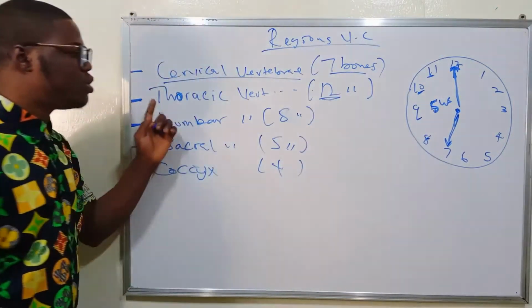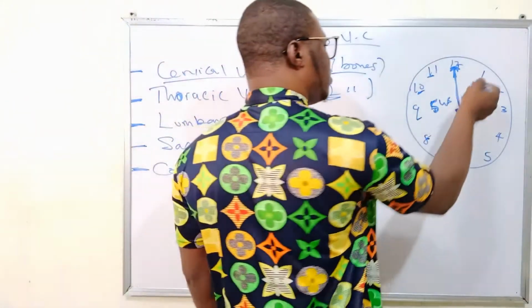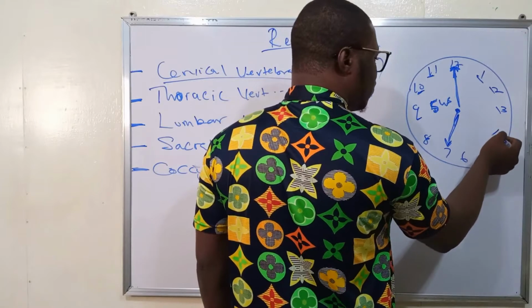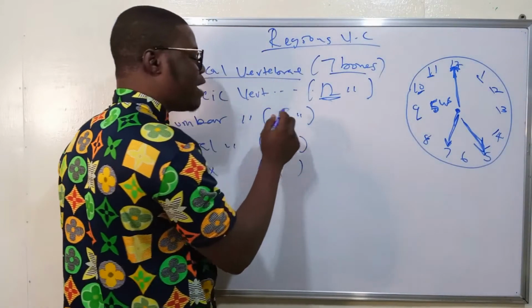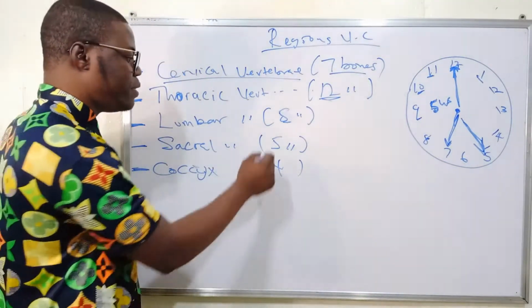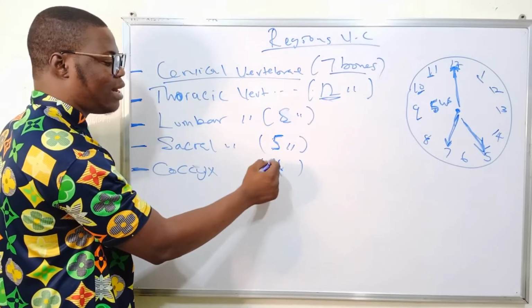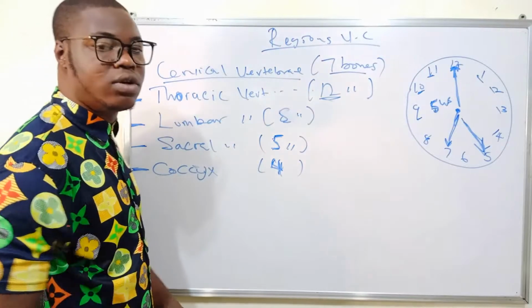That will give you the next one, which is 12. Then add another 5 to it as well. So we have 1, 2, 3, 4, 5, and now you are going to be right here. So the next one will still be 5. And then you have another 5, you repeat it again. And then 4 will be the last one. So that is how to use the clock to remember.